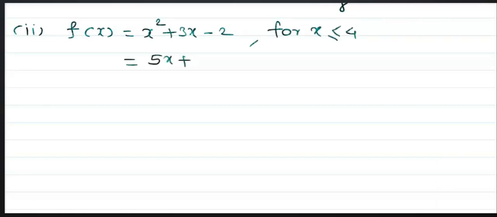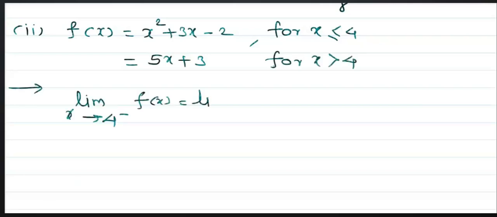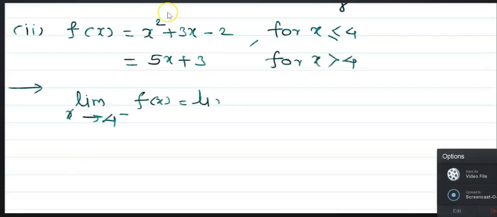These are the theoretical questions. The f of x is equal to x square plus 3x minus 2 for x less than or equal to 4, and f of x is equal to 5x plus 3 for x greater than 4. Now x is less than 4, then it is a left hand side limit. We also have the value of the function.